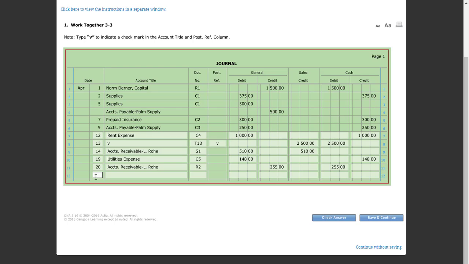And on the 21st, paid cash to owner for personal use. Logan, what are my two accounts? Do we have a special column for drawing? Do we have a special column for cash? What goes in account title? Norm Derber drawing, yep. And our source document is going to be C6.